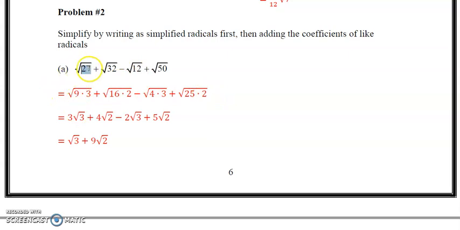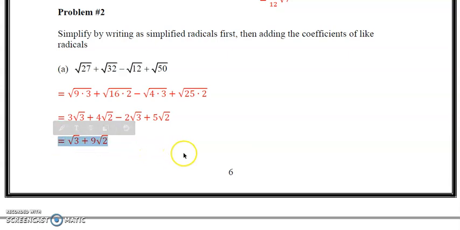So the square root of 27 is the same as 9 multiplied by 3, which is underneath the square root, of course, which would be square root of 9, which is 3, and 3. Okay? And 32 becomes 16 multiplied by 2, which is 4 root 2. The square root of 4 becomes 2, and the square root of 25 becomes 5. And then we can add the square root of 3's together. 3 subtract 2 would be 1 root 3, and then 4 root 2 plus 5 root 2 is 9 root 2. So the final answer is the square root of 3 plus 9 multiplied by the square root of 2.